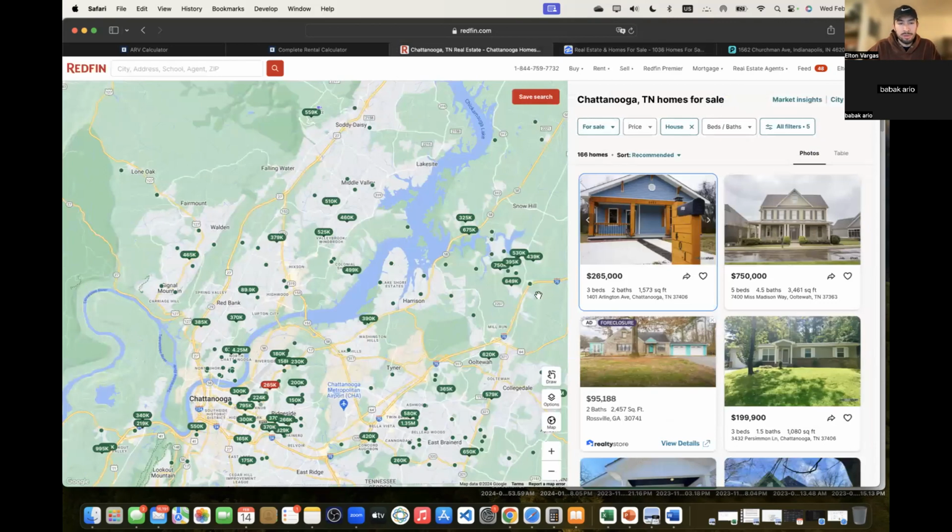So that's why I prefer Redfin in terms of looking for some properties as well. But both of them are really cool and really handy. So from here, let's just start looking for some properties that need some type of fixing.